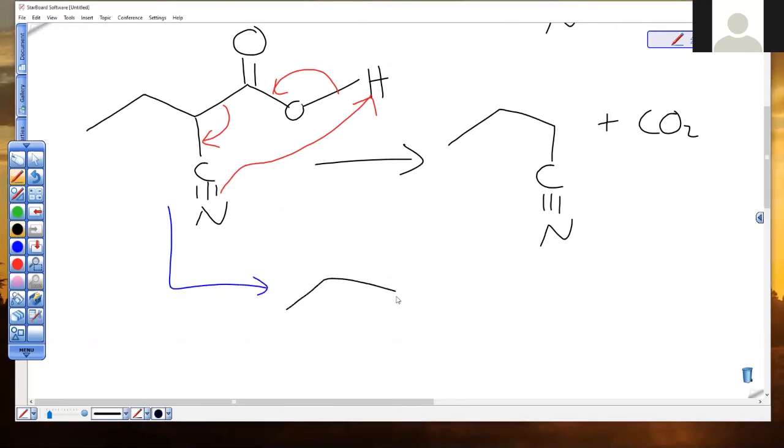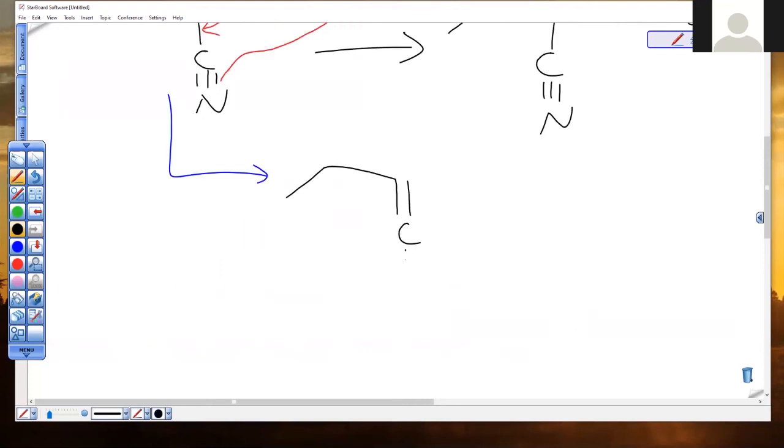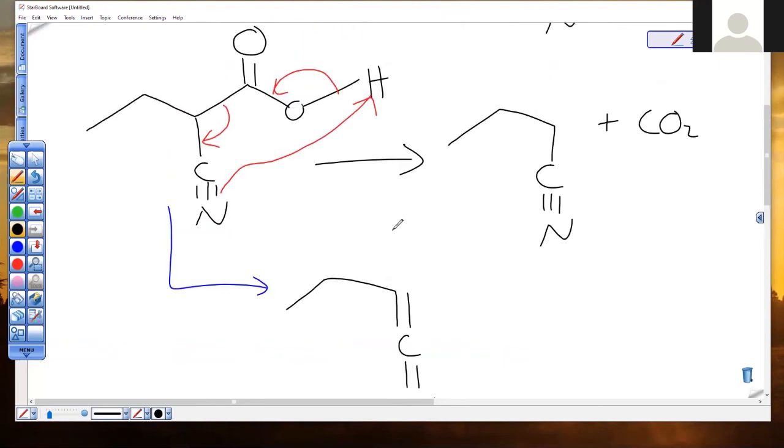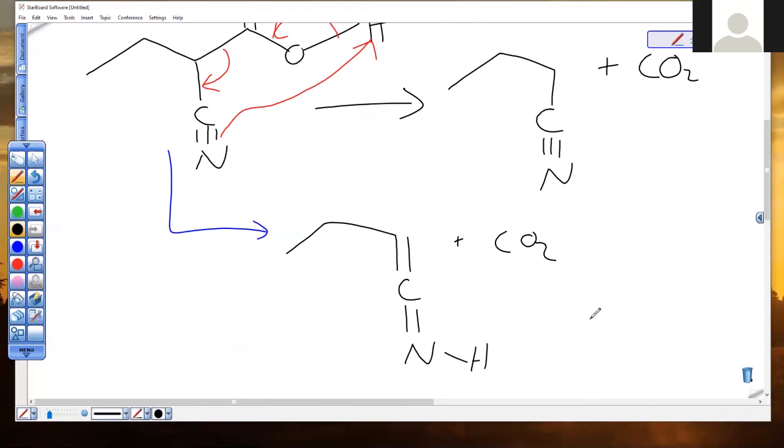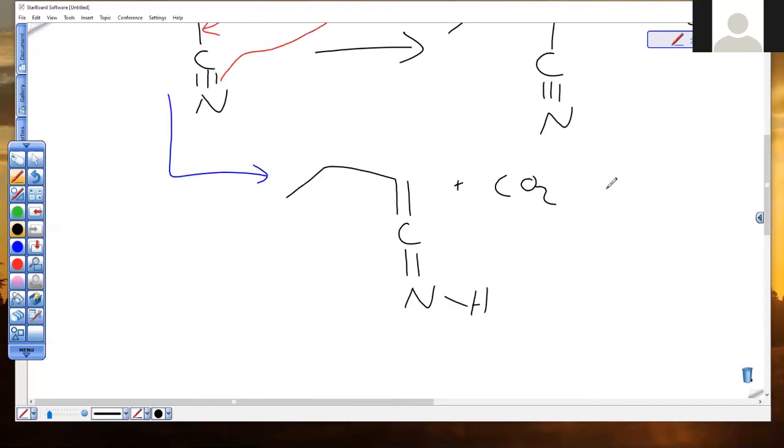We get this. Double bond, C. Double bond, N, H. What else do we get? We got CO2. And we need to make that. So this pi needs to pick up a proton. This needs to become a second pi. Can't reach. Intermol, grab it from another molecule.